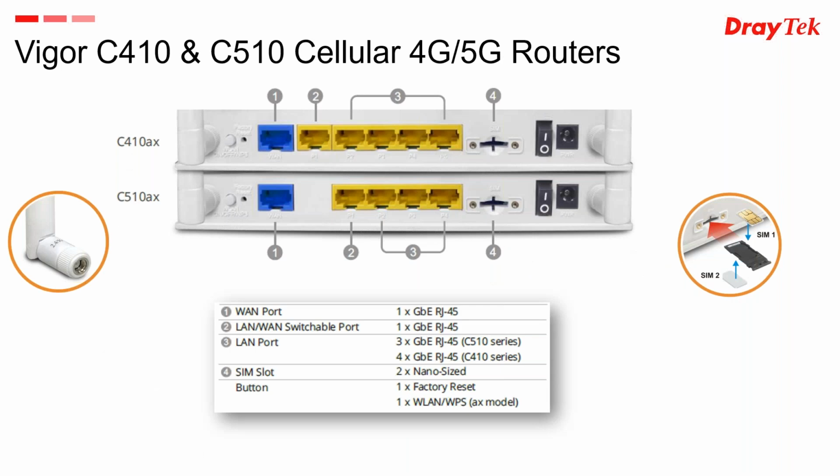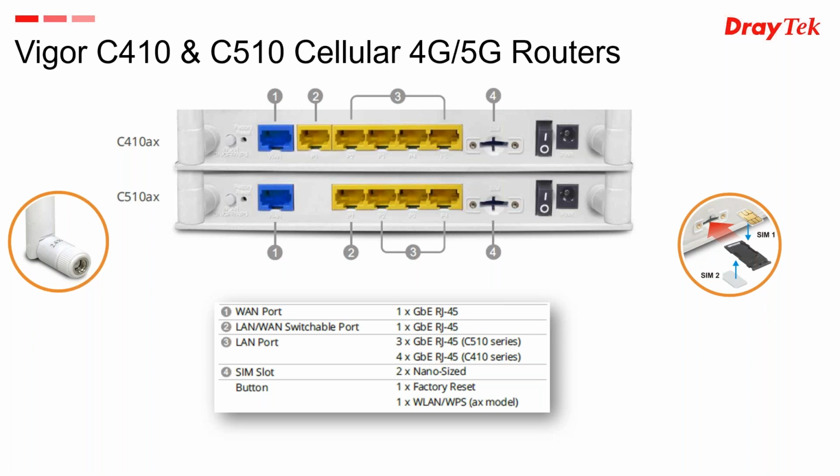So let's have a look at the hardware side of the C410 and C510 routers. So number one here, you can see that they come with a dedicated WAN Ethernet port. All of the Ethernet interfaces are gigabit. And number two, for the C410, there is an extra port. You can see that it's a switchable option, so you can set them as WAN 1, 2, or LAN port.